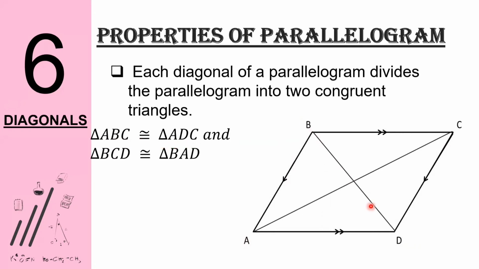Also, diagonal BD bisects the parallelogram into two congruent triangles. So, what are those triangles? Triangle BCD and triangle BAD. So, triangle BCD is congruent to triangle BAD.